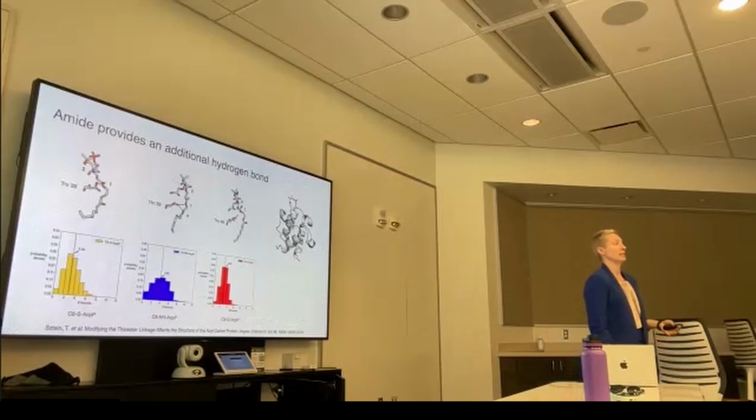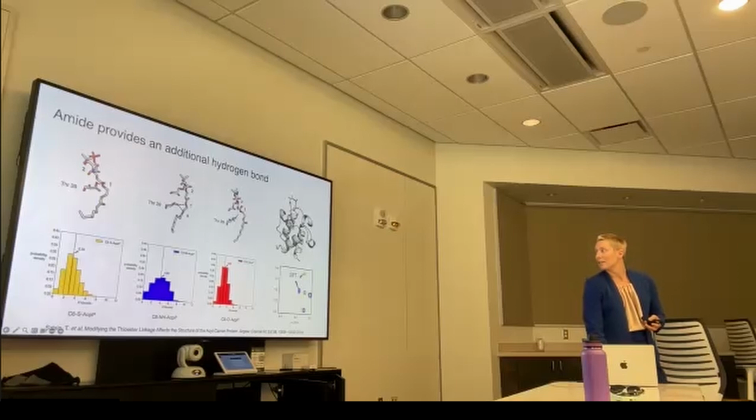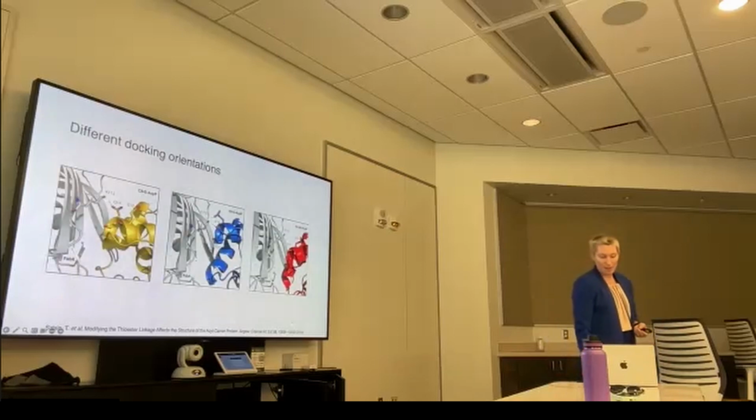One thing that I found is that the amide provides an additional hydrogen bond, right? So there's this additional hydrogen bond with this threonine 39, and that may help to explain why there's such a huge chemical shift perturbation at this location. And then taking the MD structures and just preliminarily docking them to a partner enzyme, you can already see that there's a different docking orientation.